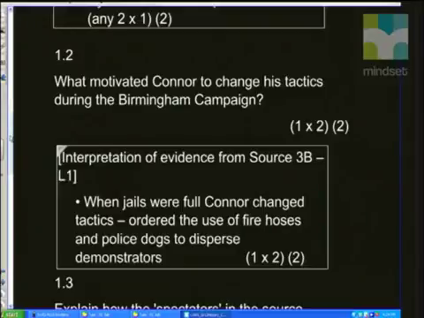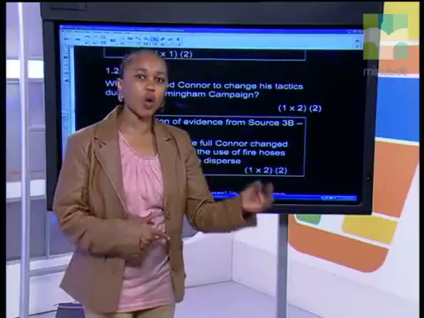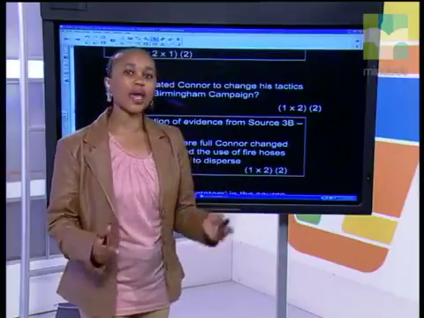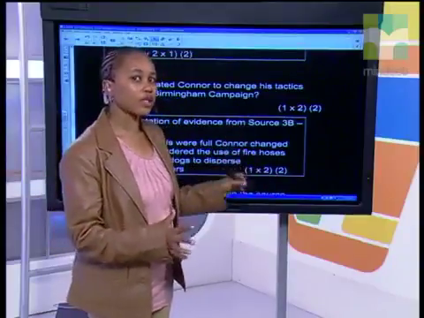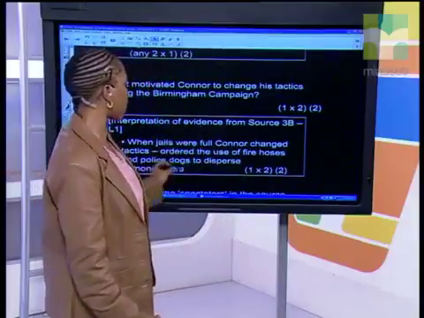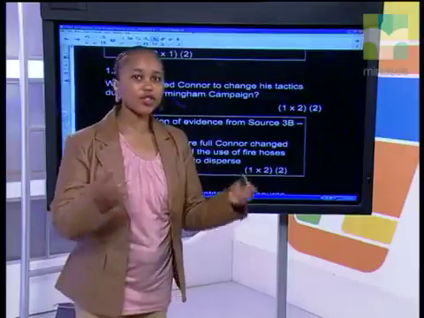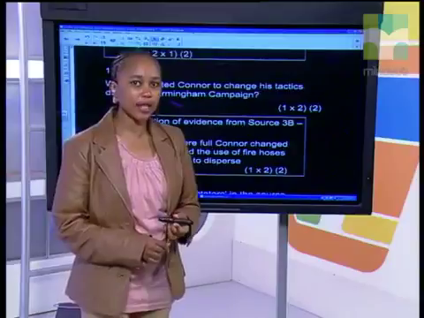When the jails were full, Connor changed tactics. He ordered the use of fire hoses and the police dogs to disperse the demonstrators. We already looked at that. Remember when we were analyzing that written source, where I said to you it's cause and effect. Because the jails were crowded, the state authorities responded by using the police dogs and the fire hoses to disperse the crowd. That is how they dealt with the chaos that was taking place in Birmingham.